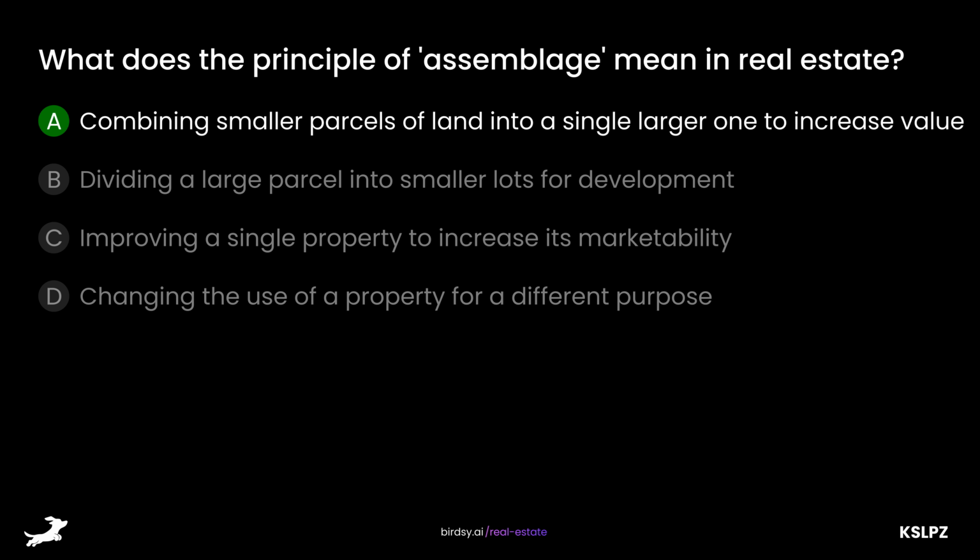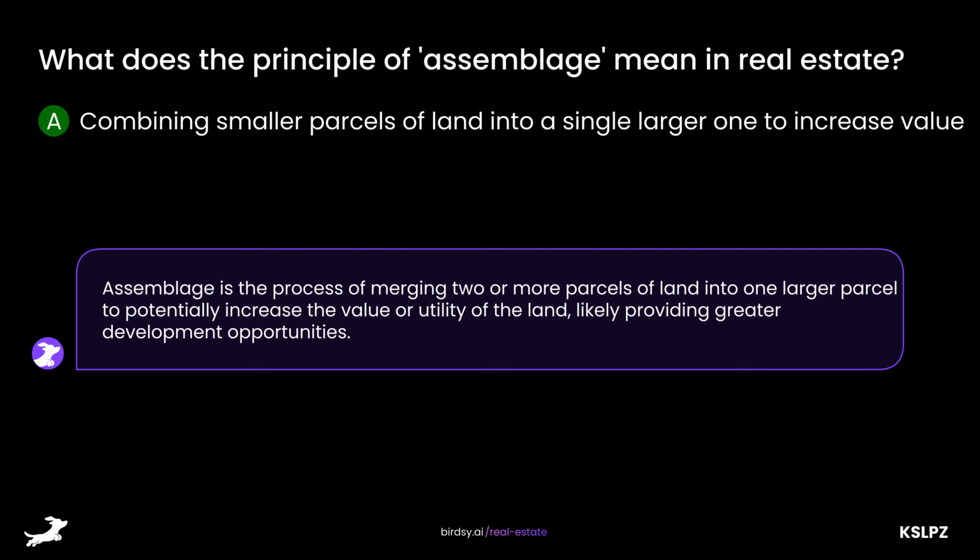The answer is A, combining smaller parcels of land into a single larger one to increase value. Assemblage is the process of merging two or more parcels of land into one larger parcel to potentially increase the value or utility of the land, likely providing greater development opportunities.